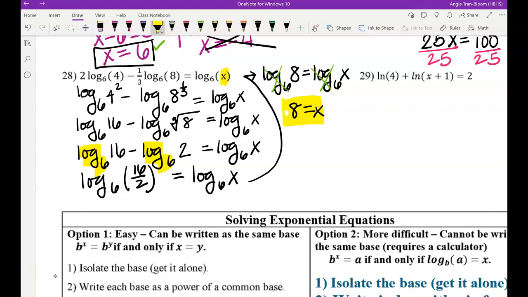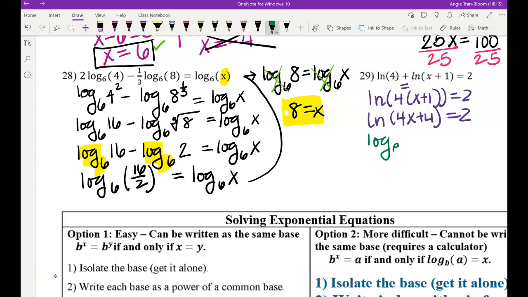Natural log is the same property as log, okay? Except the natural log is going to give us log base e, but we do it the same way. So we have an addition here in log, so that will go: natural log of 4 times x plus 1, and then equals 2. Well, 4 times x plus 1 is going to be 4x plus 4 equals 2. Well, we have one natural log on the left and no log on the right, so that means we cannot drop it. But natural log is nothing but log base e, right?